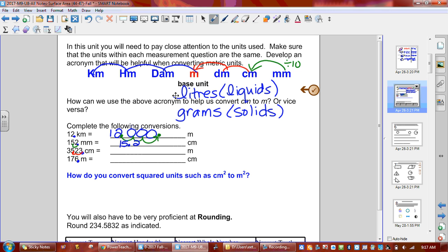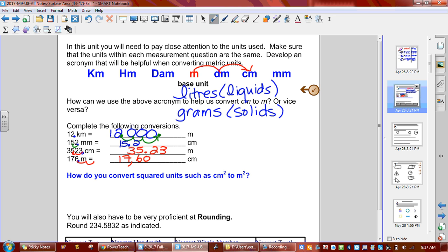And the next one, we're now moving the opposite way. We're going to be moving to the right, and we're going to move 2 spots. So 2 points to the right. So move my decimal 2 times to the right. 17600. So 17,600 you should get. All right.